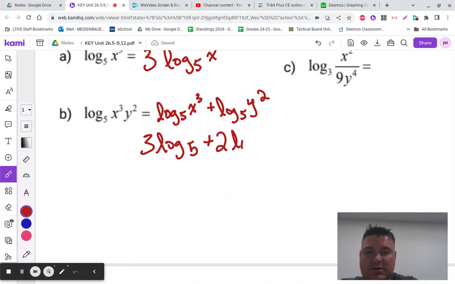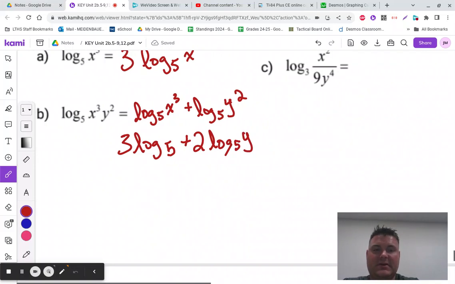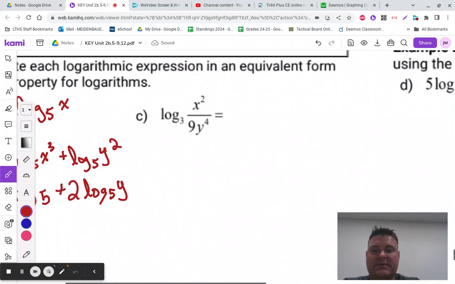Plus 2 log base 5 of y. This one right here, I want you to try it out on your own. See how you do. Go ahead and make sure you pause it within 3, 2, 1. Oh, you tried this one on your own? Well, this is what I got.